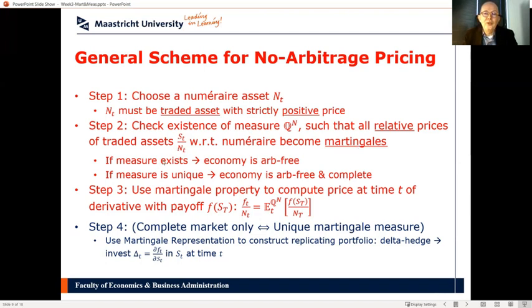If it is possible to find at least one such martingale measure, you have already proven that the economy is arbitrage free. This is the fundamental theorem of arbitrage pricing. Better, if there is only one possible way to construct this martingale measure, so if the martingale measure is unique, it turns out that the economy is arbitrage free and complete. Completeness means that any possible derivative that you have in this economy can be replicated with a replicating portfolio and with a unique trading strategy.